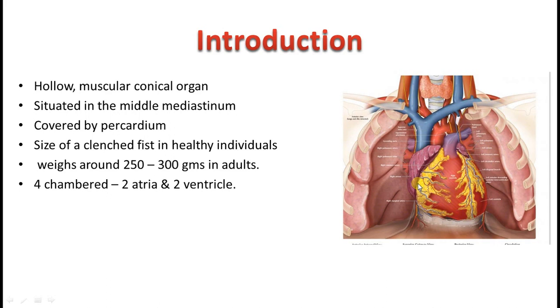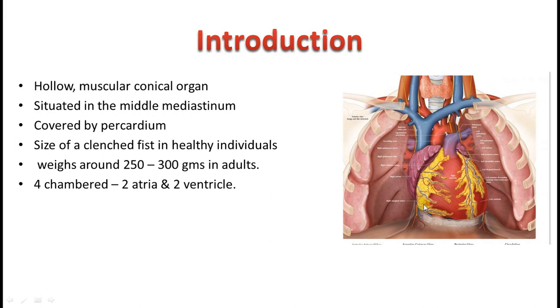The right part of the heart mainly deals with deoxygenated blood, whereas the left part deals with oxygenated blood. Venous blood is present in the right chambers. From the right atrium, it goes to the right ventricle. From there, it goes to the lungs via the pulmonary trunk. Then through the pulmonary veins, the blood enters the left atrium, and from the left atrium it enters the left ventricle. From the left ventricle, it is pumped to the various parts of the body through the aorta.